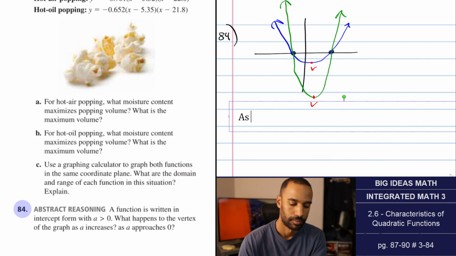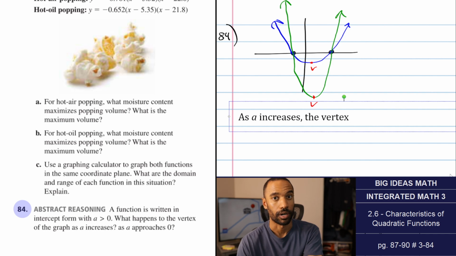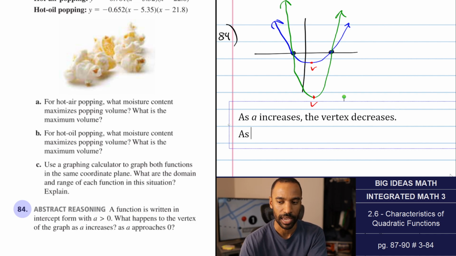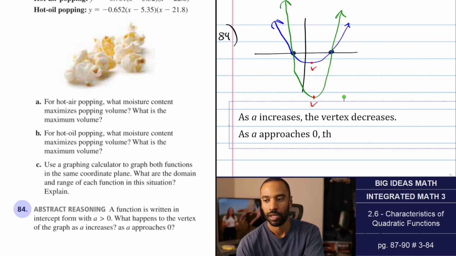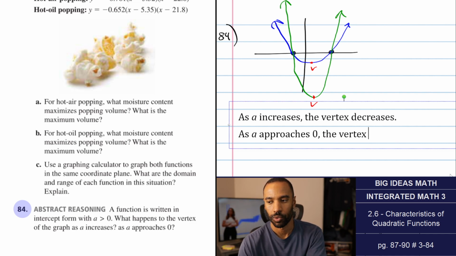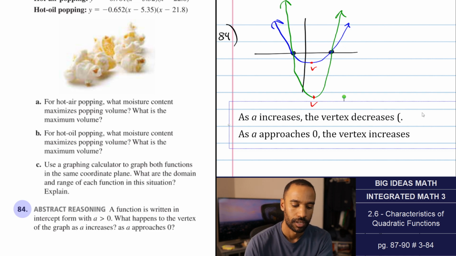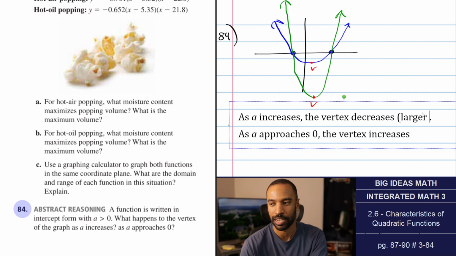As a increases, the vertex gets lower, it decreases. It goes toward a bigger negative value. As a approaches zero, the graph flattens out more, and the vertex also approaches zero. When I say decreases, I mean it goes further negative. The negative increases.